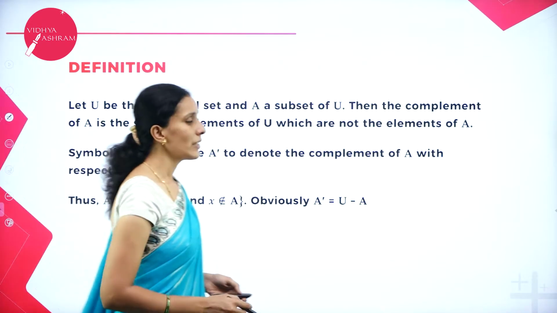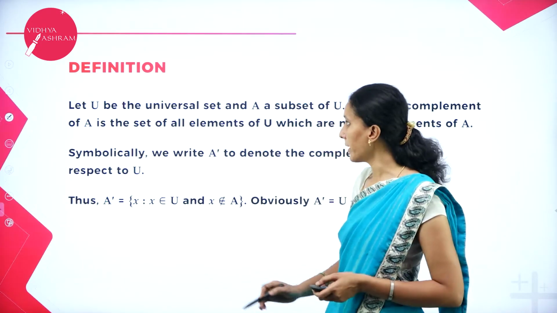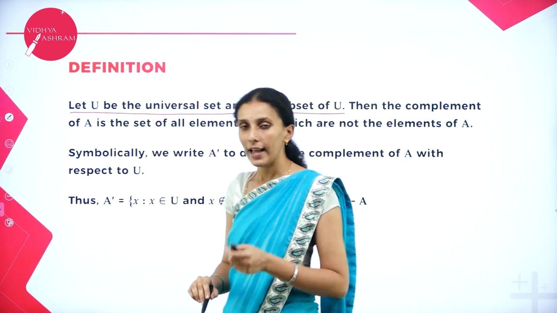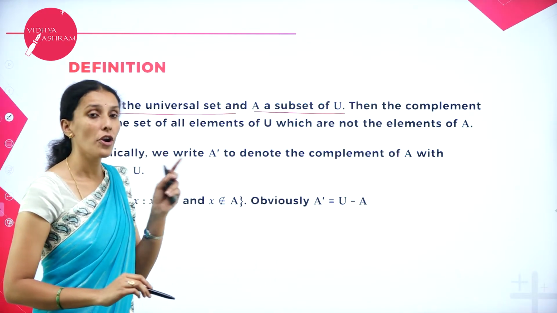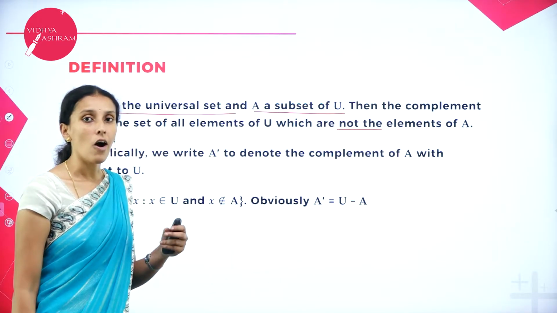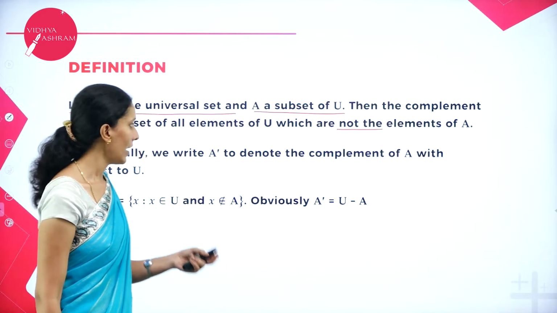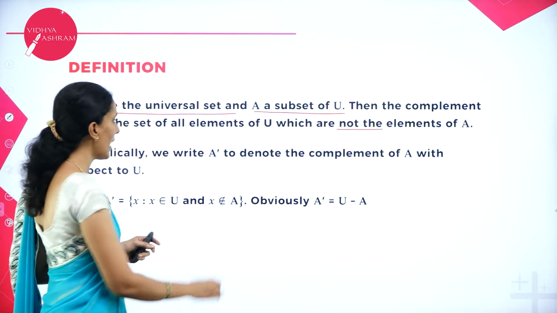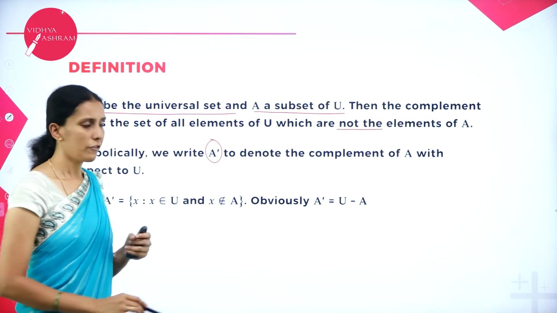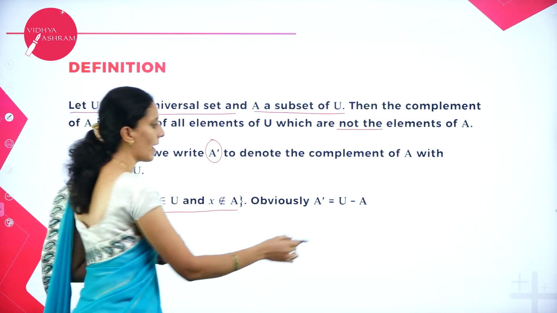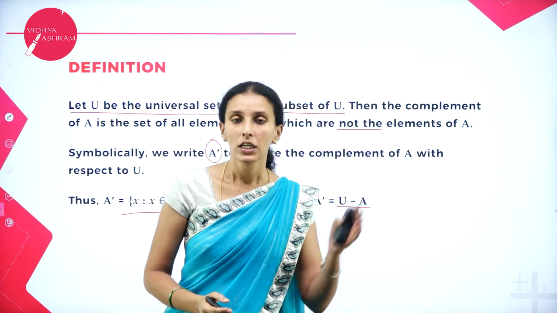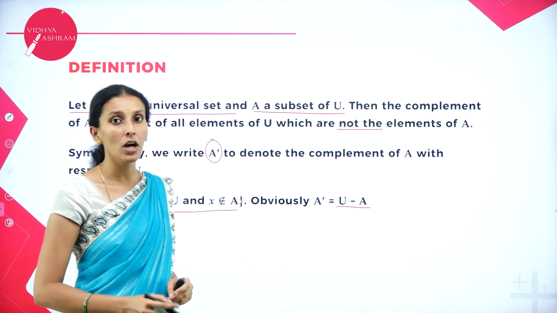So what is the definition of the complement of a set? Let U be the universal set and A be a subset of U. Then the set of all elements which are not in A. So this is very important. The elements not in A are called the complement of A. Symbolically we denote it as A dash, or we can read it as A complement also. So the definition is nothing but U minus A. When you subtract any set from the universal set, the resultant set is nothing but your complement.